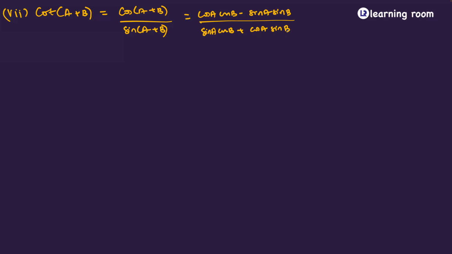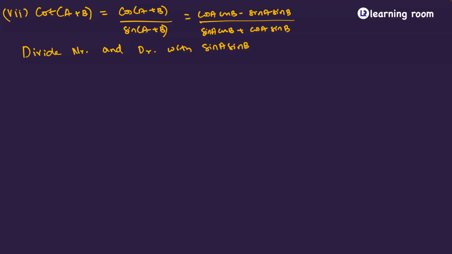Thing is, when we wanted tan of a plus b, we wanted the final output in terms of tan. Similarly, when you want cot of a plus b, the final output should be in terms of cot. So whenever you have cos and sine, when you need to get cot, what are you supposed to do? Divide by sine. So what we will do is divide the numerator and denominator with sin A sin B. I need maximum number of sines.